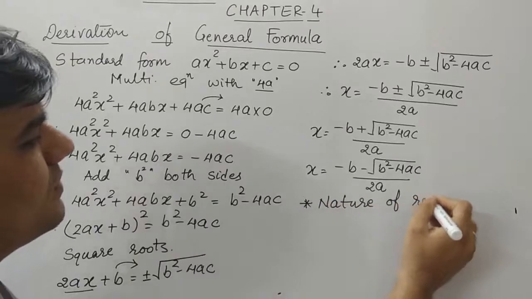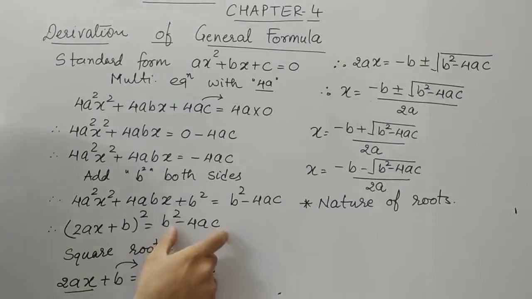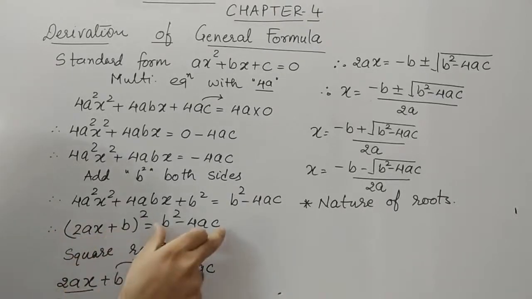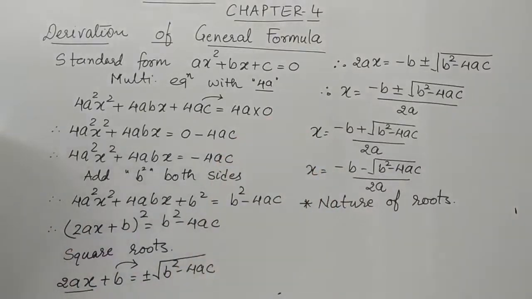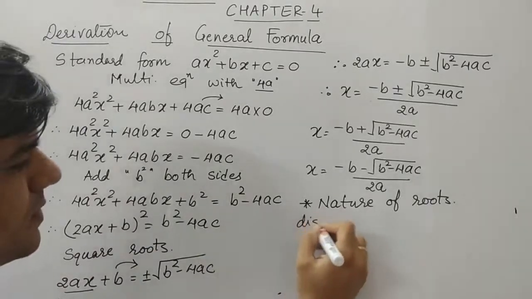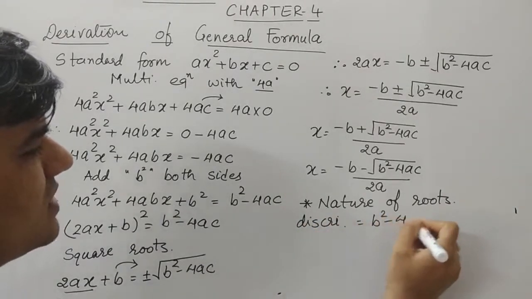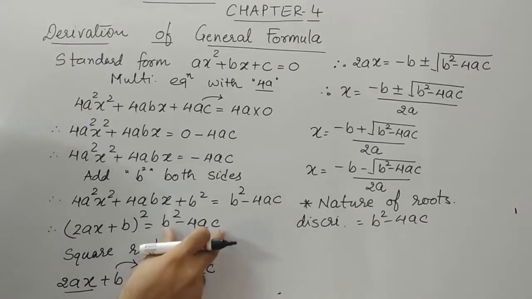Nature of roots. Okay. So that will come to this topic, this part. As we discuss, b square minus 4ac is this value. मतलब 2ax plus b square is this value. तब जाके हमें x यहाँ पे, there are the two possible roots we obtain. This value b square minus 4ac is considered as discriminant. Discriminant. So that value is b square minus 4ac. So the nature of roots depends on this value.